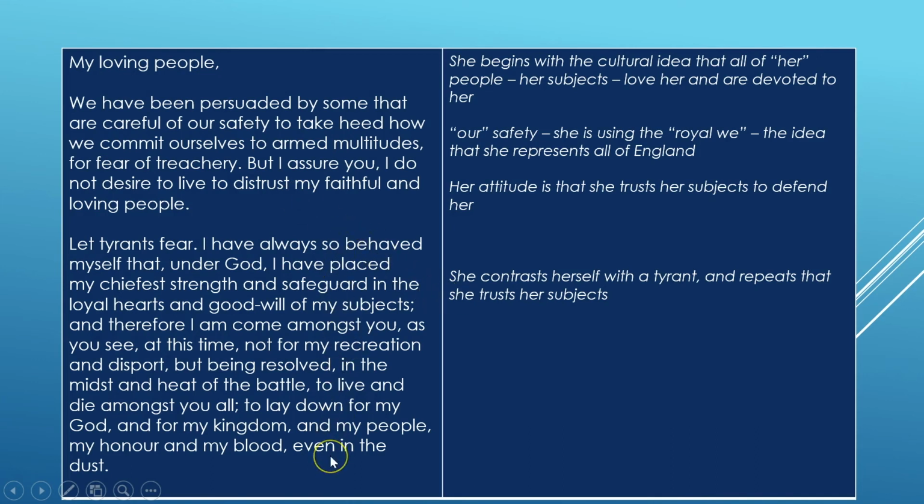In the next section, she contrasts herself with a tyrant and repeats that she trusts her subjects. She has placed my chiefest strength and safeguard in the loyal hearts and goodwill of my subjects. So she is resolving that she's giving total trust to her troops here, which is very important.